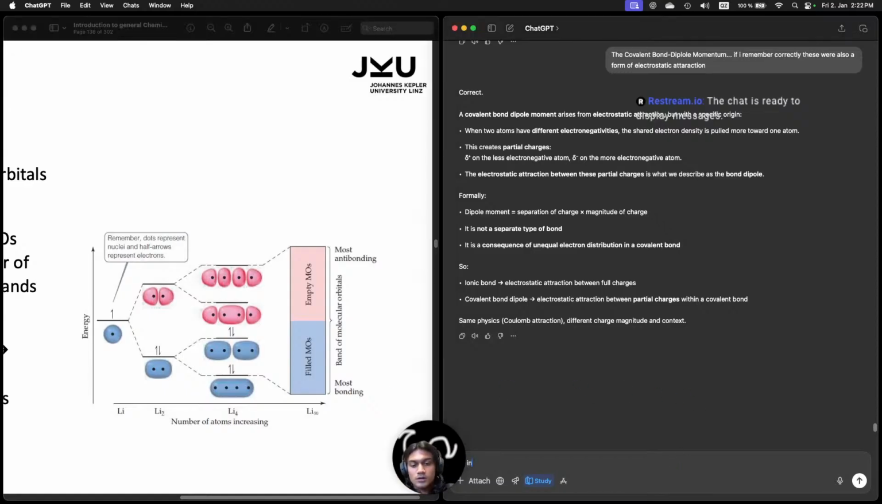So, in the case of metallic bonding, the anti-bonding orbital is not a thing, at least among the same metal elements.